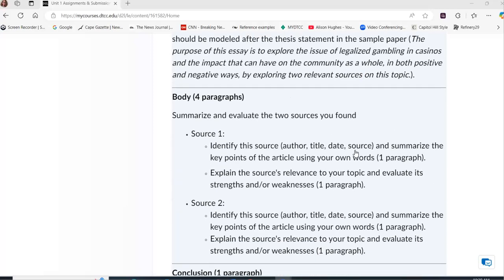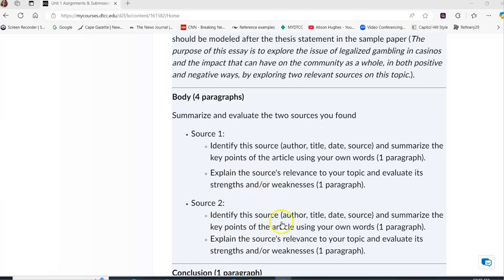Then you're going to have 4 paragraphs where you summarize and evaluate. So you're going to have 2 paragraphs on source 1. The first one where you summarize the key points of the article, all in your own words, making sure you have citations and transition words, and you have a proper first sentence of a summary, just like you did on the planner. And then the second paragraph about source 1 is going to be where you're discussing its relevance and identifying and evaluating its strengths and weaknesses.